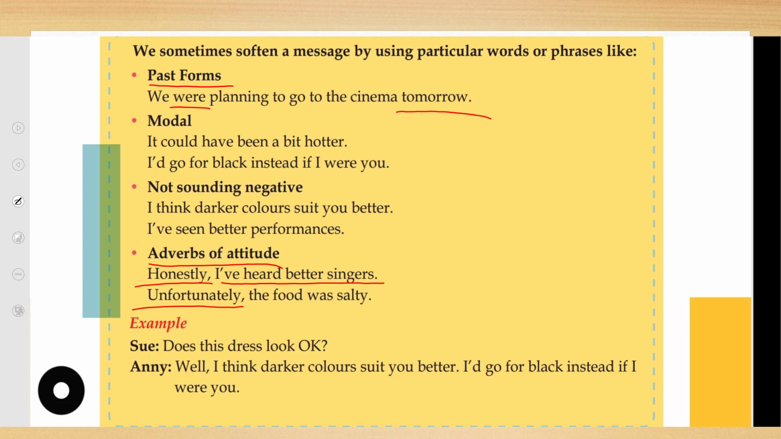Example, does this dress look okay? Does this dress look okay? Well, I think darker colors suit you better. I'd go for black instead if I were you. It's a type of advice. So here, in order not to be negative, I said, I think darker colors suit you better, or I can say, I'd go for black instead if I were you. I have some exercises.